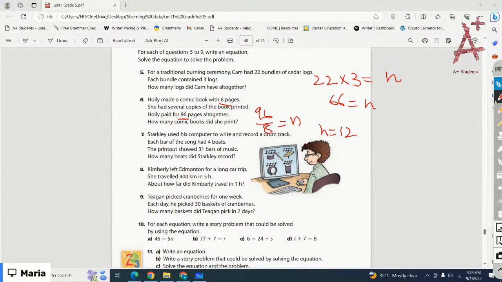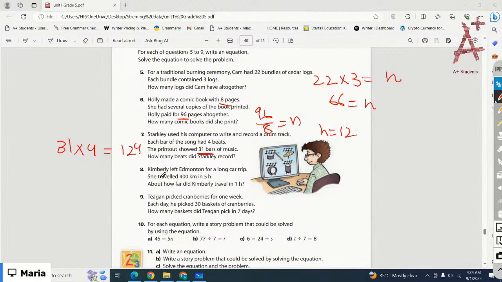Okay, each bar of the song had 4 beats. The printout showed 31 bars, right? So one bar has 4 beats, right? And 31 bars of the music. That means you have to do 31 times 4, right? 31 times 4 is, that means Stockley recorded 124 beats, right?